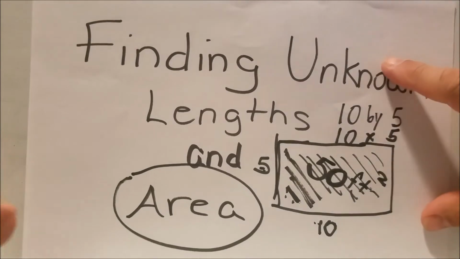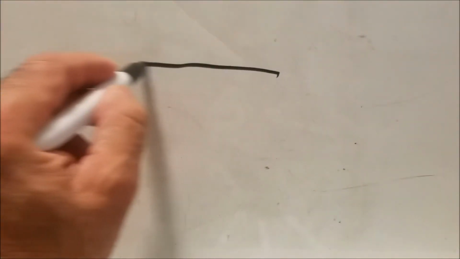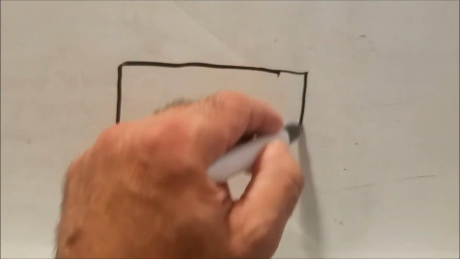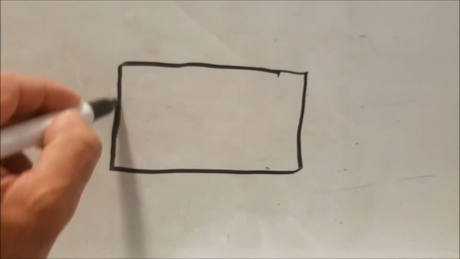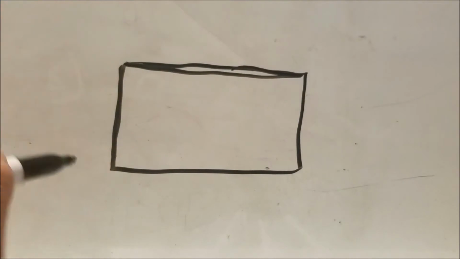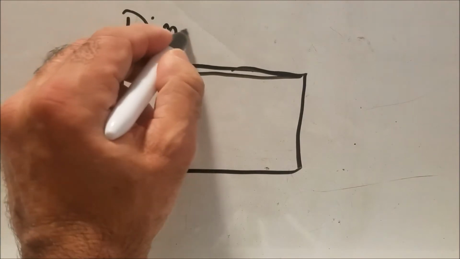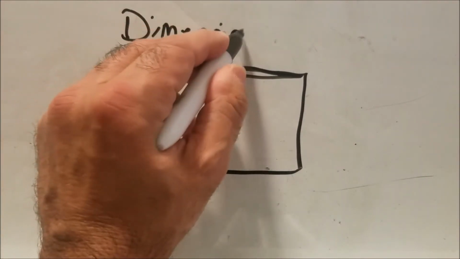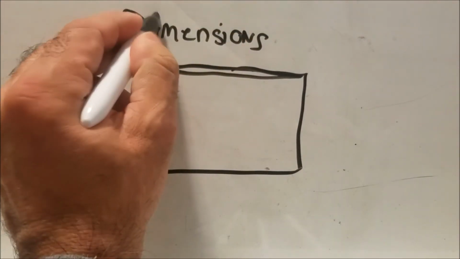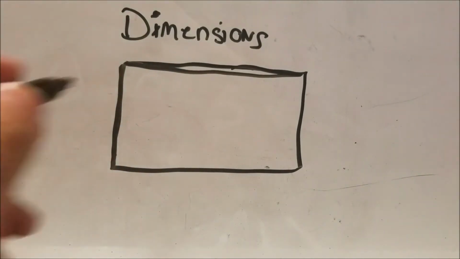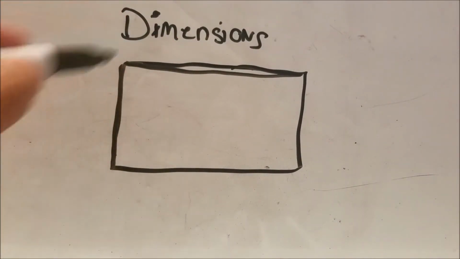So let me do another one. Let's say we had another room here, and we want to get tiles or a rug, whatever it is. And of course we need to know the measurements. There's a word we're going to use, dimensions. We need to know the dimensions, and that is another word for the measurements.